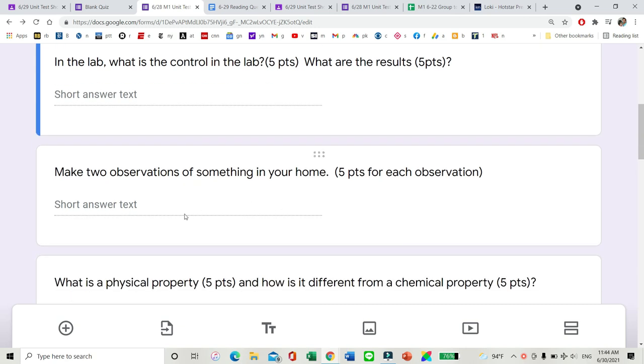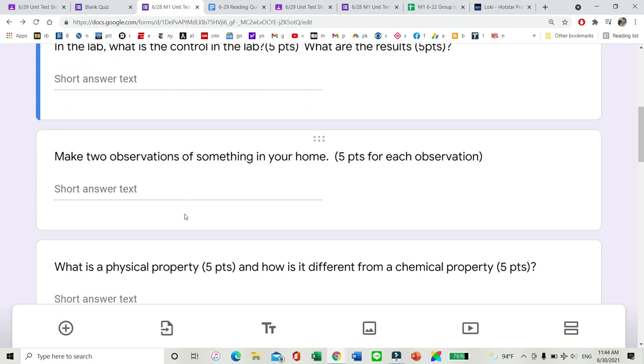2 observations of something in your home. You have to define something using color or a measurement, like my pen is black, my table is made out of wood. If you said something like it smells nice, it looks good, it smells bad, and I couldn't tell what it was, it's a bad observation, so I took points off.